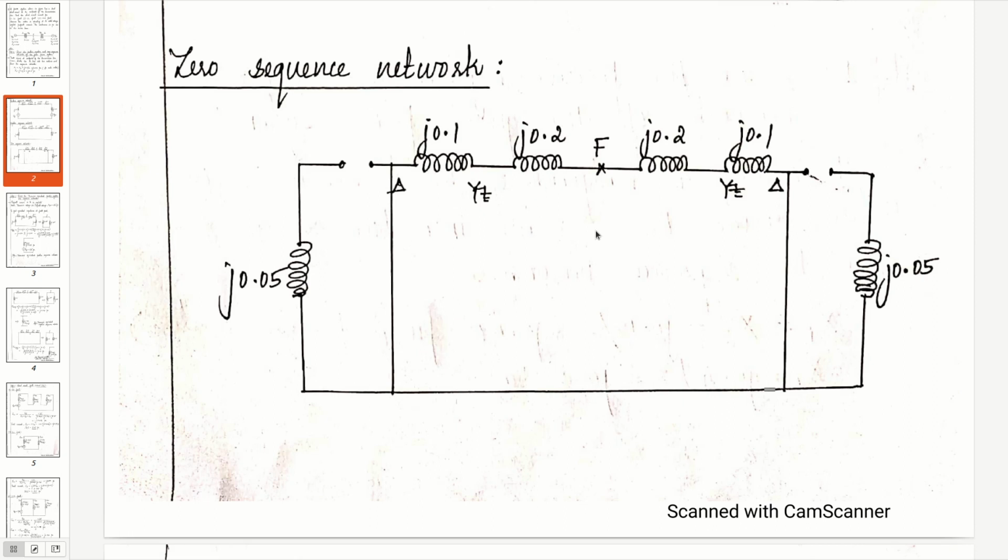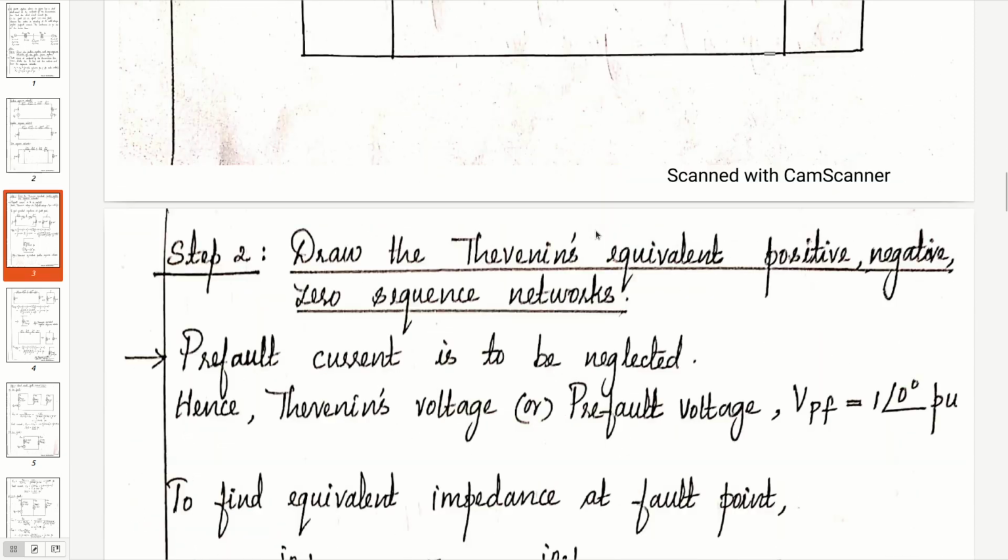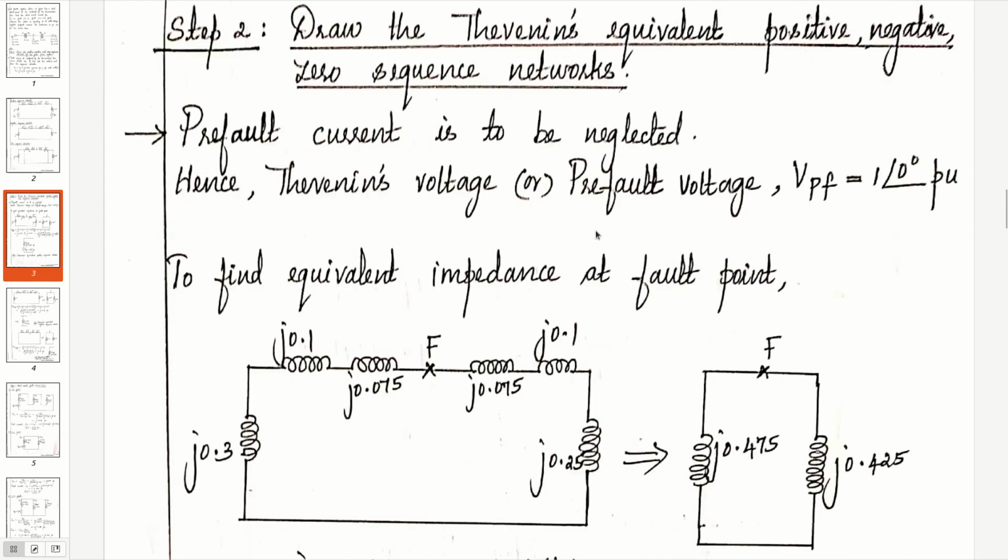After drawing the three sequence networks, we will move on to step 2, drawing the Thevenin's equivalent positive, negative and zero sequence networks. For drawing the Thevenin's equivalent positive sequence network, we need the pre-fault voltage. In this problem, they have given to neglect the pre-fault current. Since the pre-fault current is absent, we consider the pre-fault voltage, or the Thevenin's voltage, as VPF equal to 1 angle 0 degree per unit.